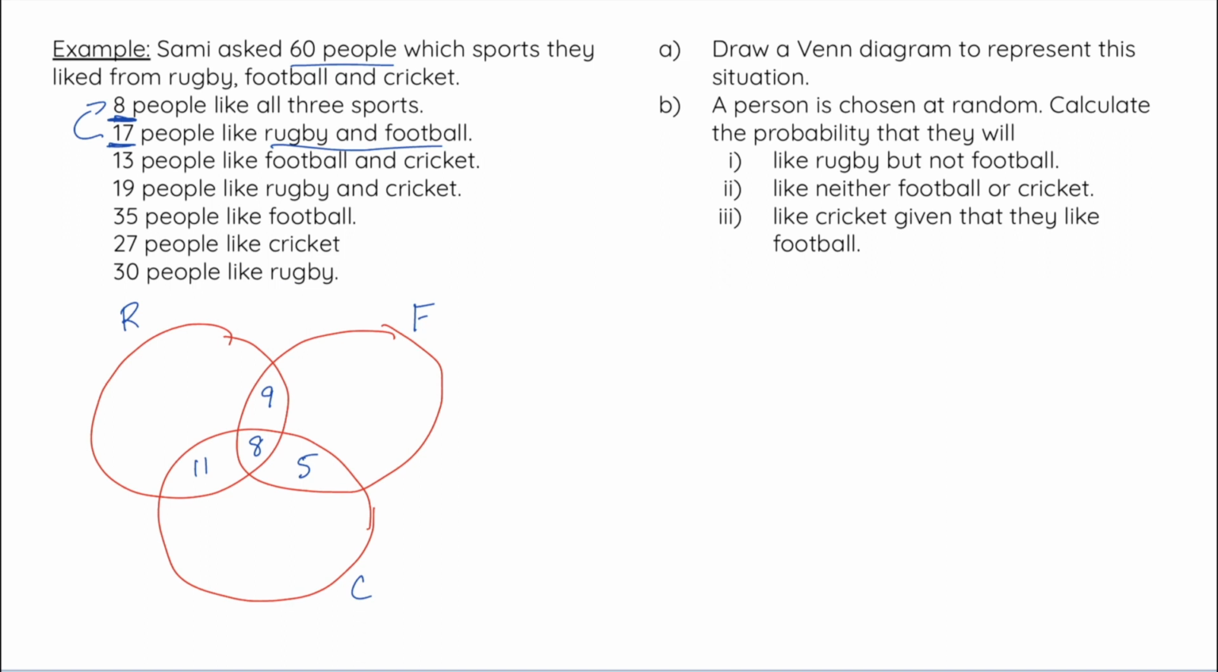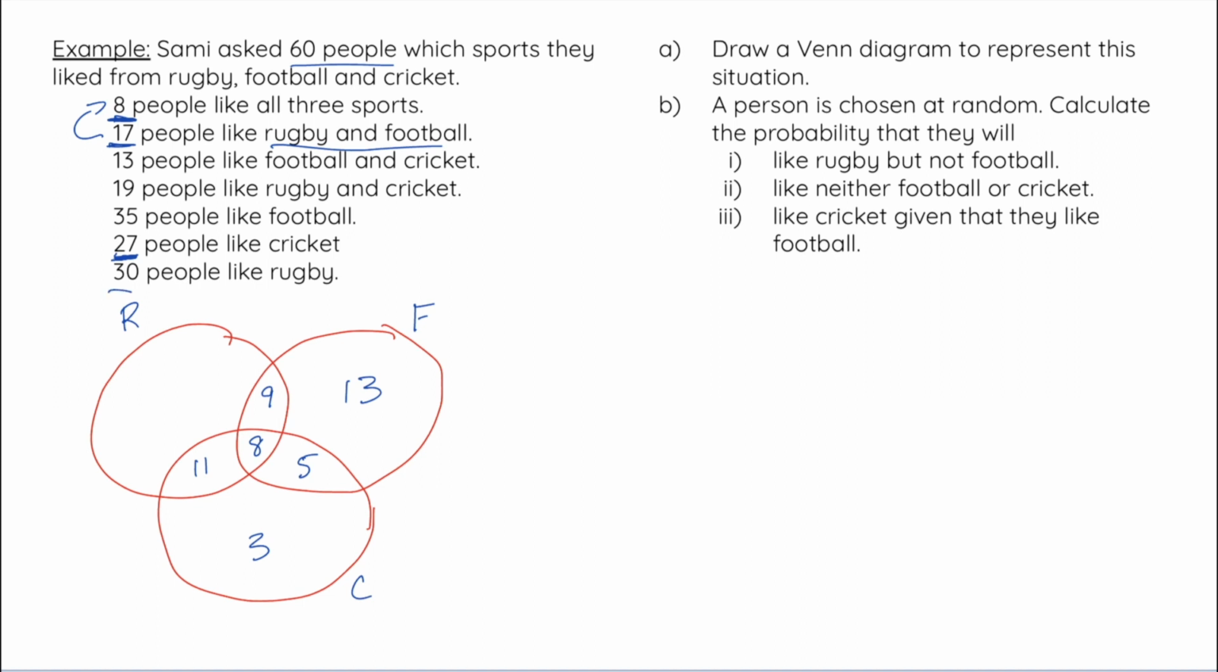But we already have a large number of those people, right? We have 9 plus 8 plus 5, so 35 minus 22. So there's going to be 13 people who like just football. Again, the 27 here, people who like cricket, includes all these people already in the circle. So that includes the 24 people here. So in this section, we're only going to have 3.